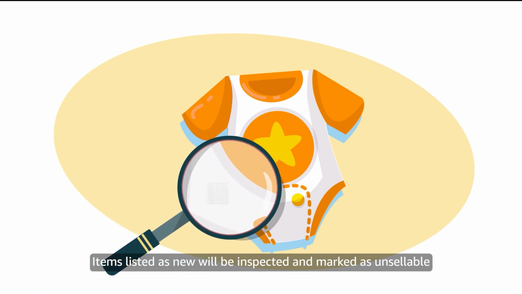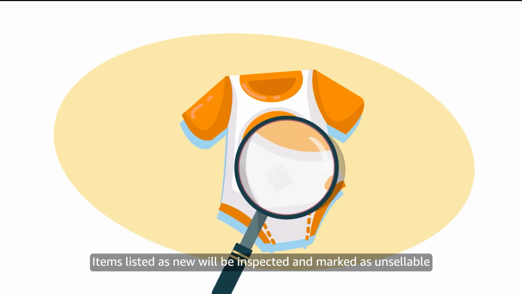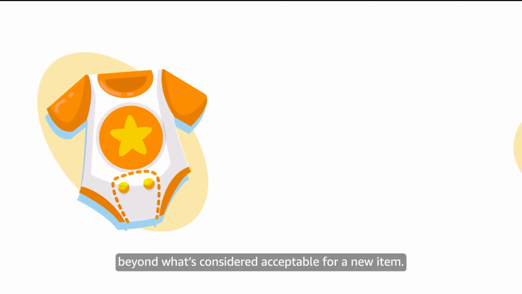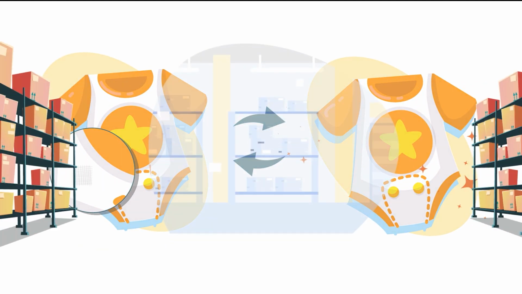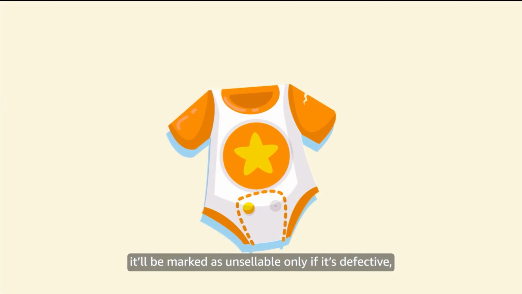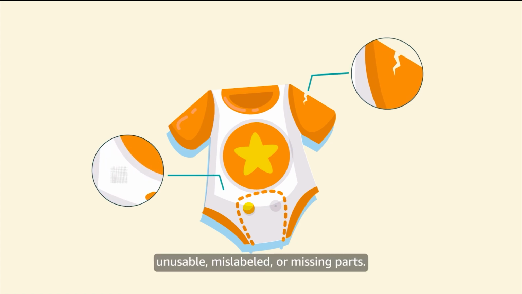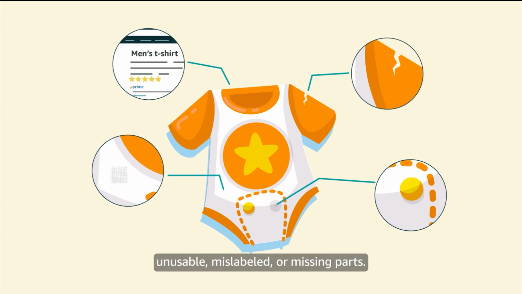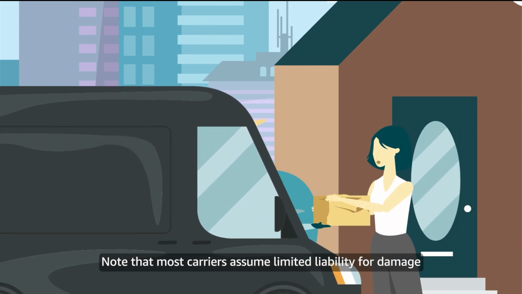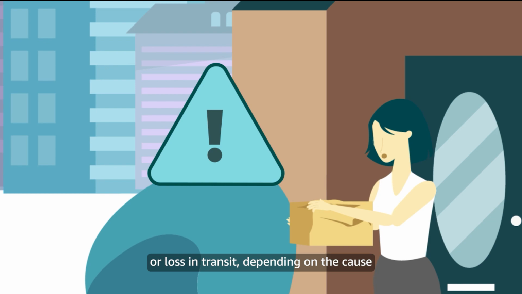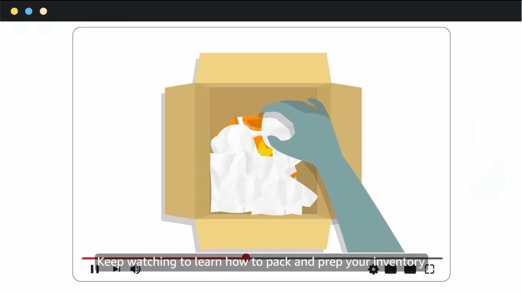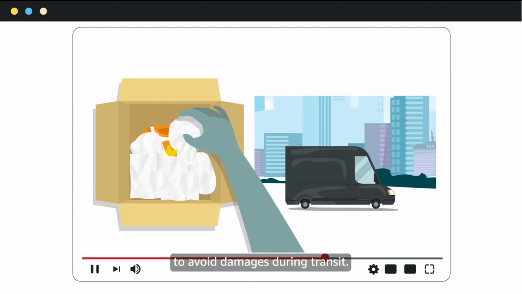Items listed as new will be inspected and marked as unsellable if there are scratches, wear, or other damage beyond what's considered acceptable for a new item. If your item is listed as used, it'll be marked as unsellable only if it's defective, unusable, mislabeled, or missing parts. Note that most carriers assume limited liability for damage or loss in transit, depending on the cause. Keep watching to learn how to pack and prep your inventory to avoid damages during transit.